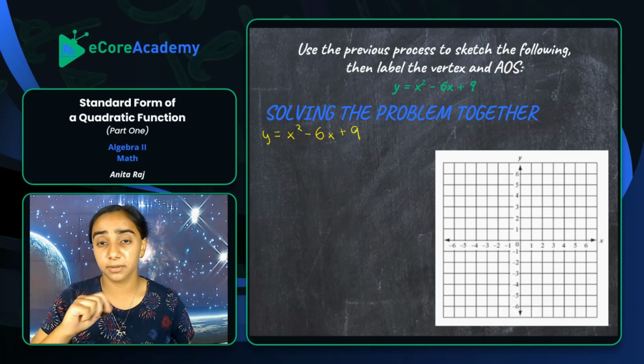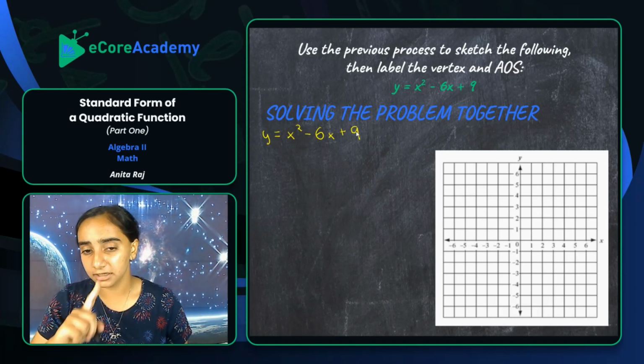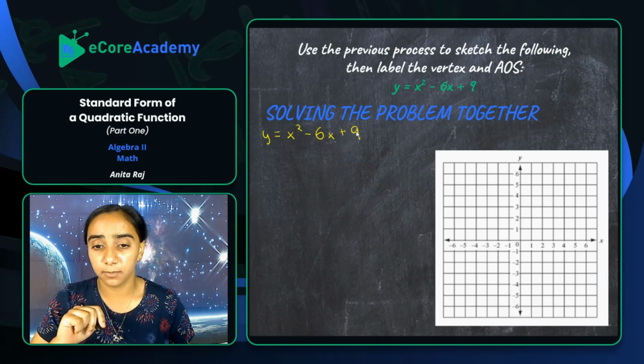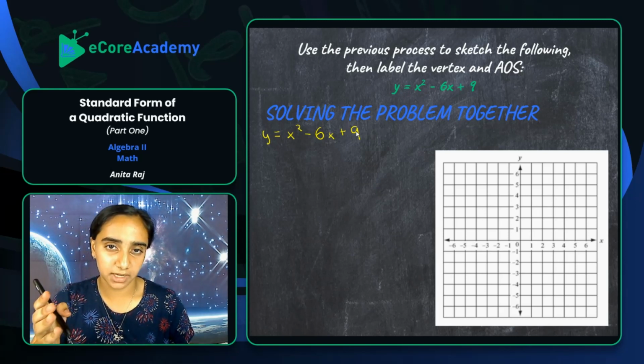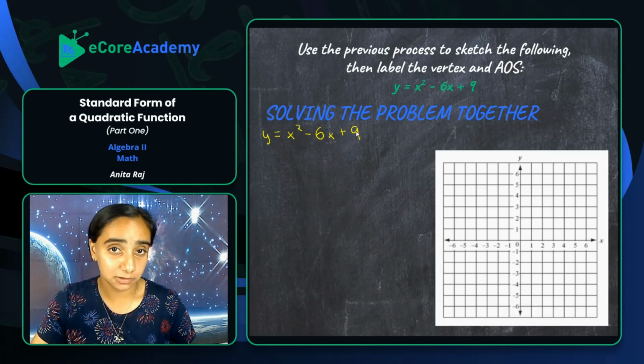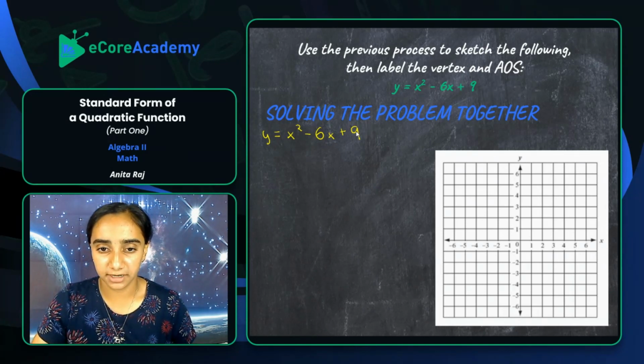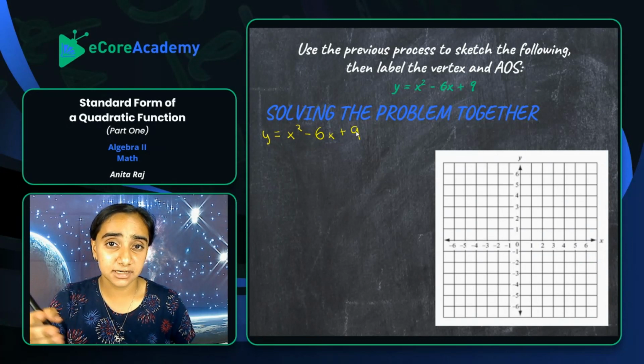So what are we going to be doing first? Well, we're going to be identifying whether this graph opens upward or downward. Look at the a value. It's just x squared at the beginning, so you're going to assume the a value is 1 because we don't write 1 in front of x. Well, is 1 positive or negative?